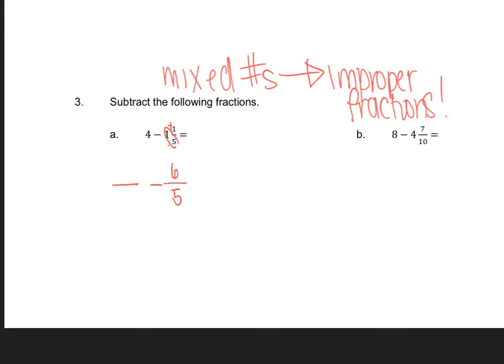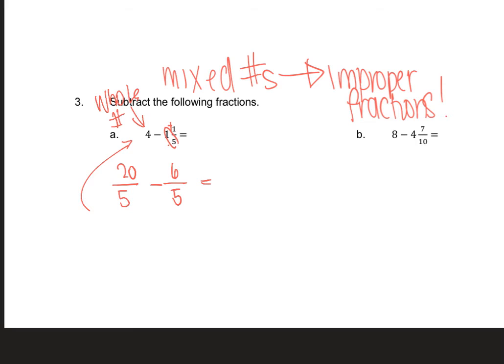I know then that I want that to be over 5. And I know I'm working backwards here because I know that something divided by 5 needs to give me 4 when I divide it. What divided by 5 gives me 4? Well, that answer would be 20. 20 divided by 5 gives me 4. And I can only do this when I'm working with whole numbers.